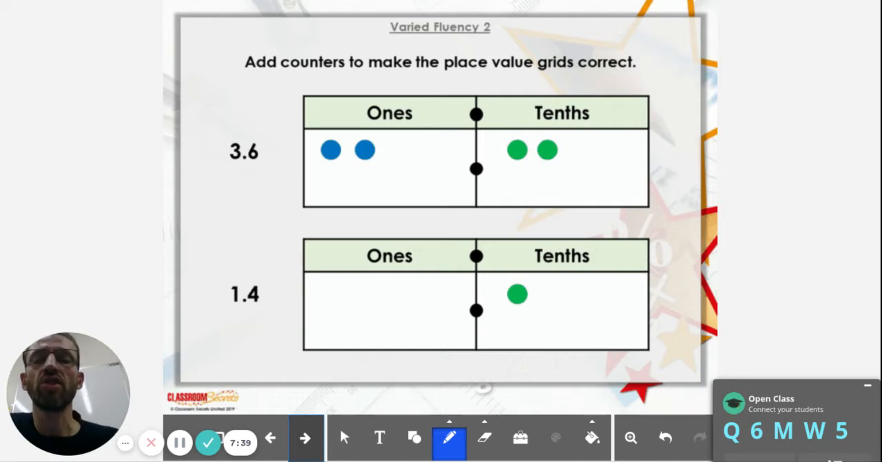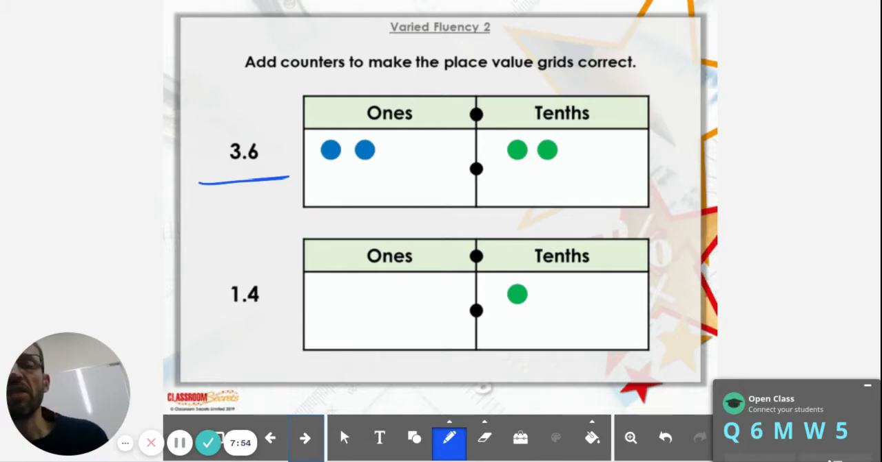You might get one where you need to add some counters too. Okay, so you've just got 2 columns here in the place value chart, the ones and the tenths, and you need to add to this. So the number we are given is 3.6. That's 3 whole ones and 6 tenths. And we just need to add counters.